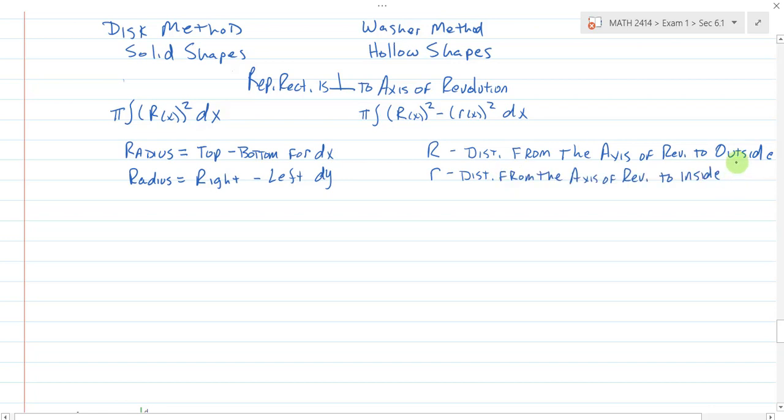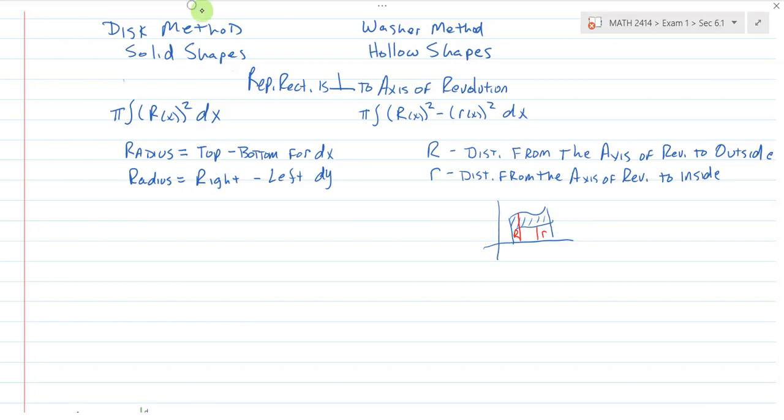Now I'm talking about the outside and the inside of your shaded region. So for example, if I had a shaded region that looked like this, this distance would be my outer radius and this distance would be my inner radius. And you still find that distance by doing top minus bottom for a dx and right minus left for a dy. Let me draw a picture for a dy, what that would look like.